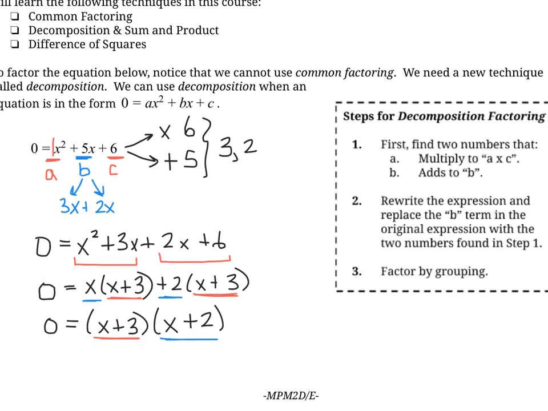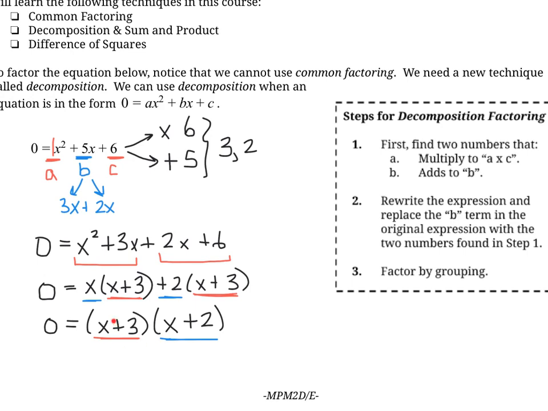So if we go back, remember this is what we started with. When I expand this, I better get this again. And I have x times x, that's going to make x squared. I have x times 2, that's going to make 2x, plus 3x is going to make 5x, and then 3 times 2 is 6. So our final step is just to solve this.